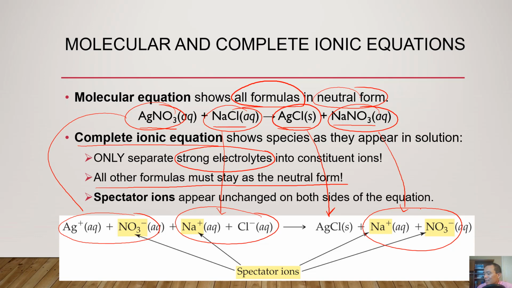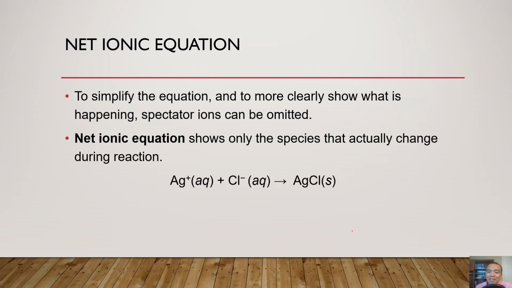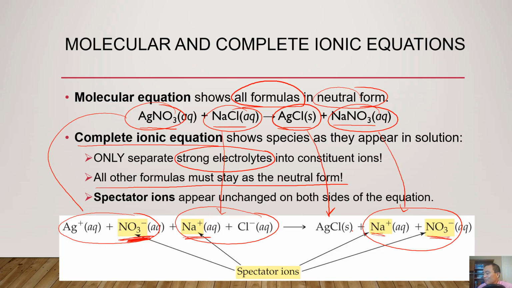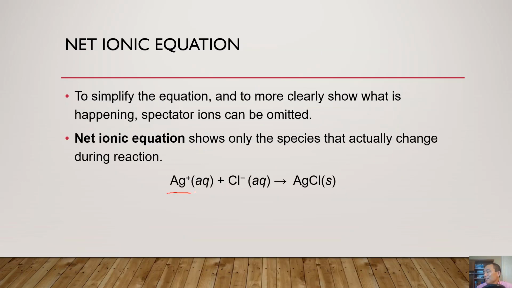You notice some ions do not change before and after the reaction. We call those ions spectator ions, for example, nitrate ions or sodium ions. When you cancel out the spectator ions, you will have the so-called net ionic equation. You cancel this out, and that out, because they are the same before and after. The spectator ions are cancelled out, so it leaves the net reaction, which tells you what really goes on in the chemical reaction.